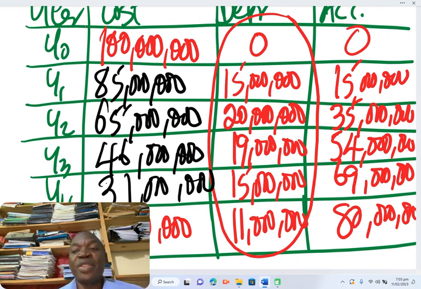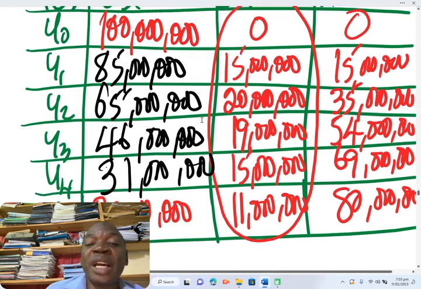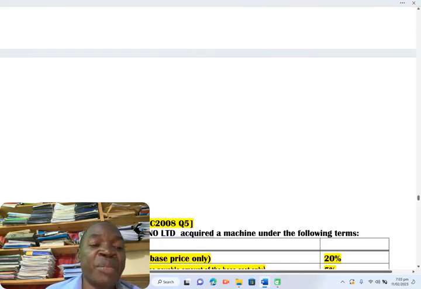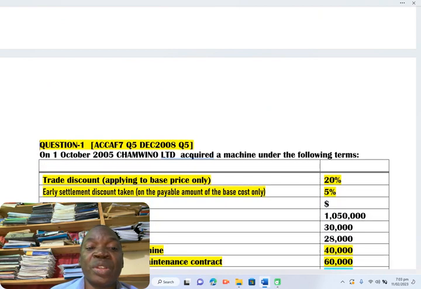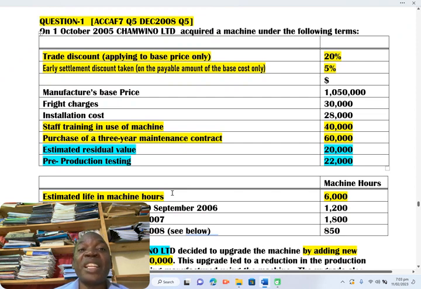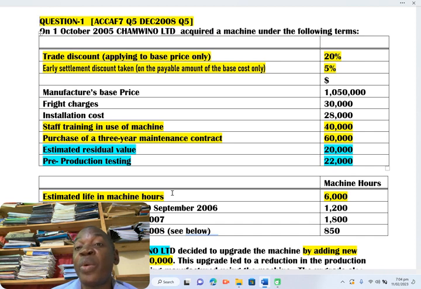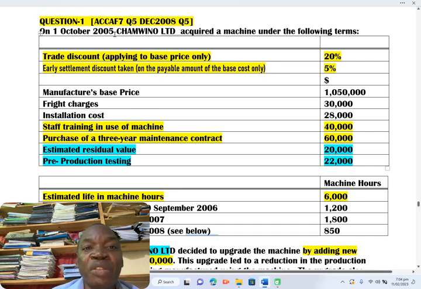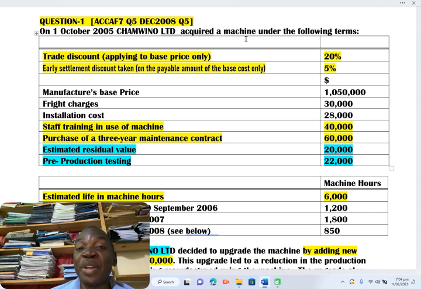You see, this is how the unit method operates, and now we'll see how to work on this problem when there is an exam problem. For example, this was a CCA problem and also an MBA problem. Question number 1 is CCA F7 December 2008. Question number 5. On October 2005, Chamwino Limited acquired a machine under the following terms. Any machine. The company has acquired a machine, and the following were the details.